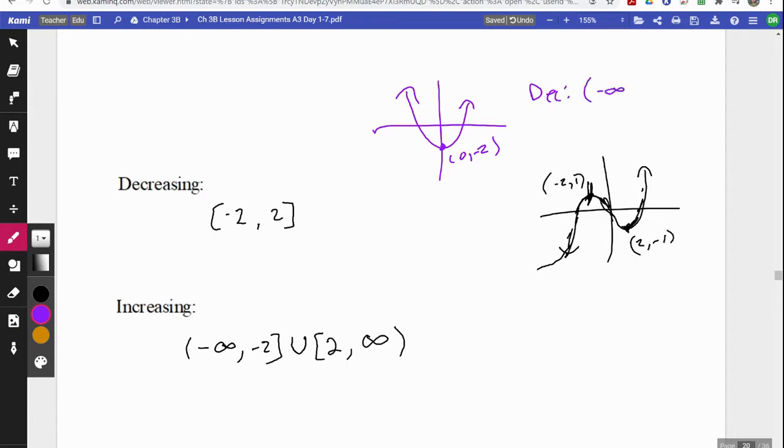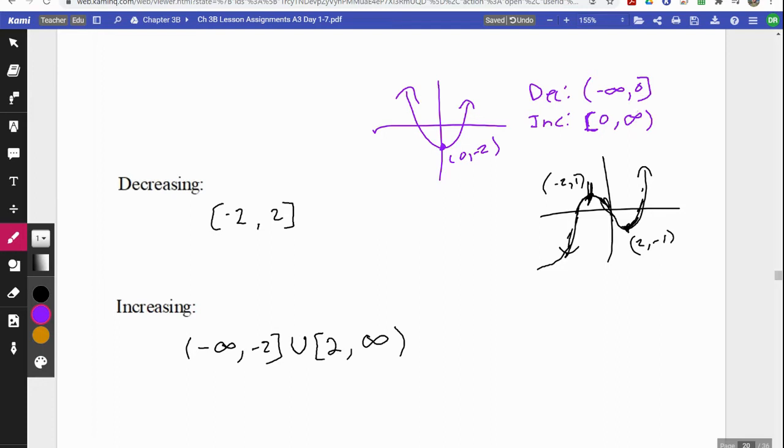from -infinity to 0. And it would be increasing, because that's where it stops decreasing and starts going back up, from 0 to infinity. This would be a bracket because it's definite, and the infinity would be a parenthesis because it's not definite. And you see that there's no unions here because it doesn't go back to either decreasing or increasing. It only changes direction once, so it kind of stops like that.